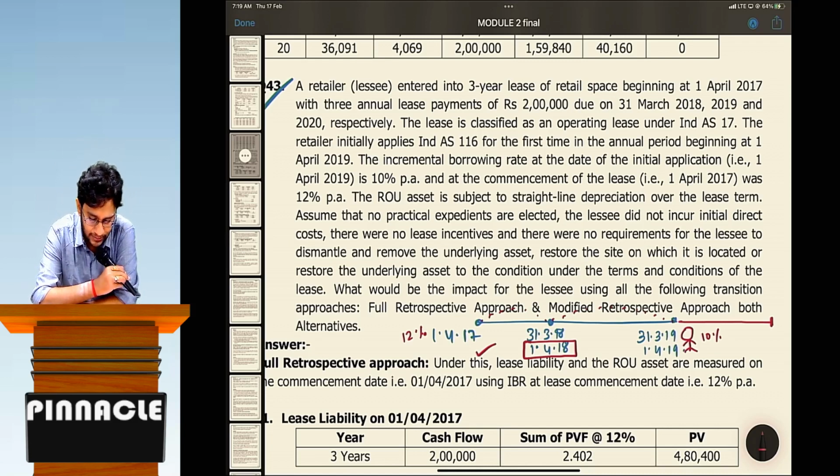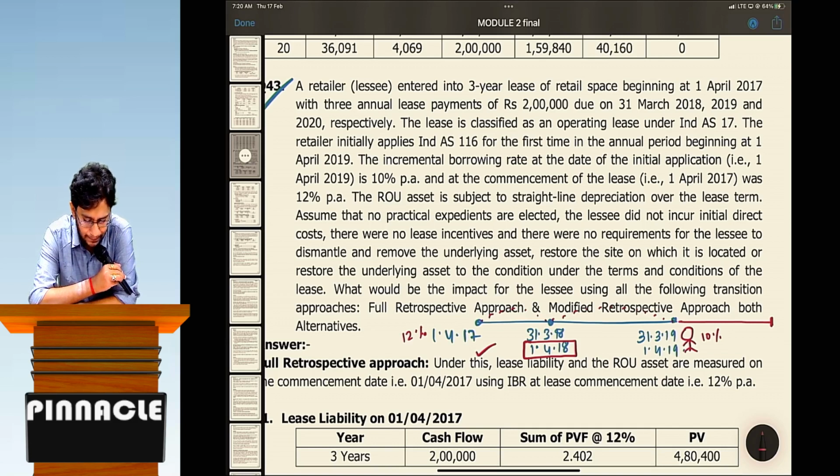The ROU asset is subject to a straight line depreciation over the lease term. Assume that no practical expedients are elected. The lessee did not incur any initial direct costs, and there are no lease incentives, and there are no requirements for the lessee to dismantle and remove the underlying asset, restore the site on which it is located, or restore the underlying asset to the condition under terms and conditions of the lease. Even if that line is not there also, that's okay.